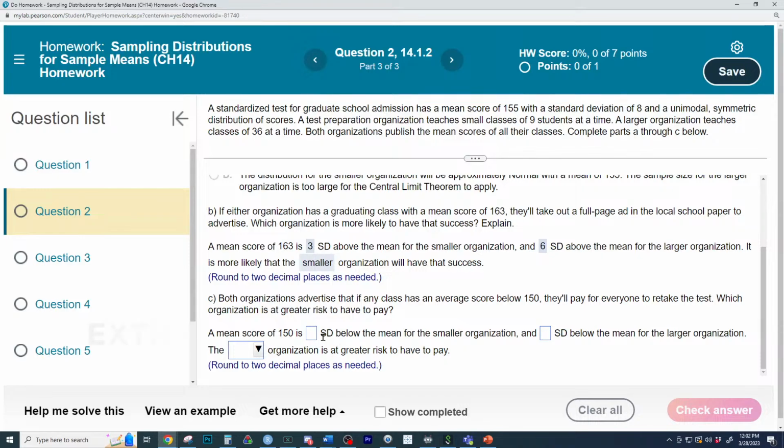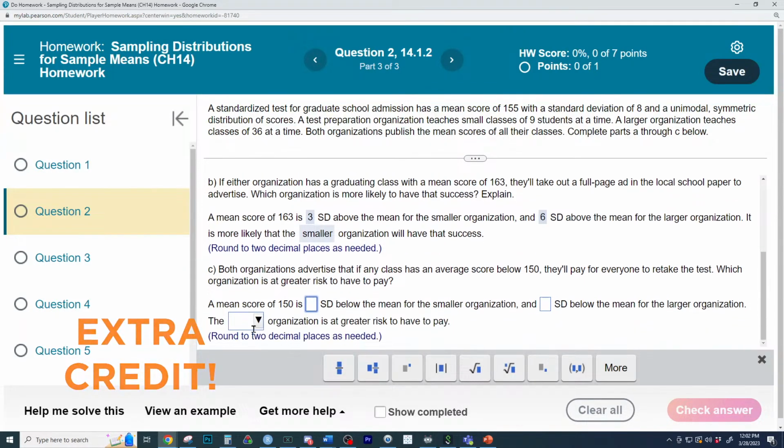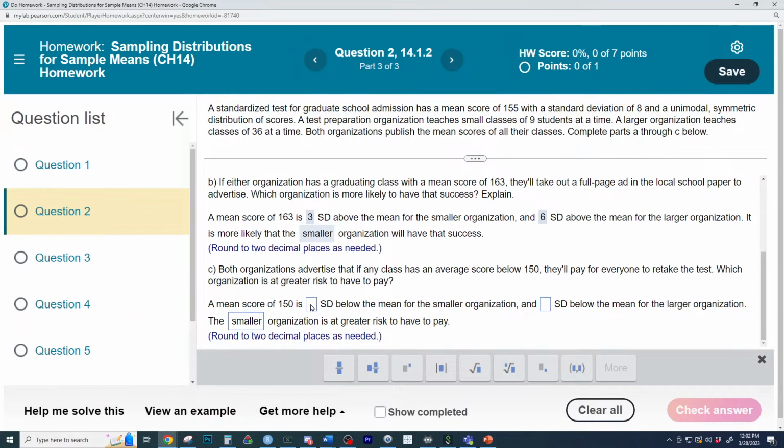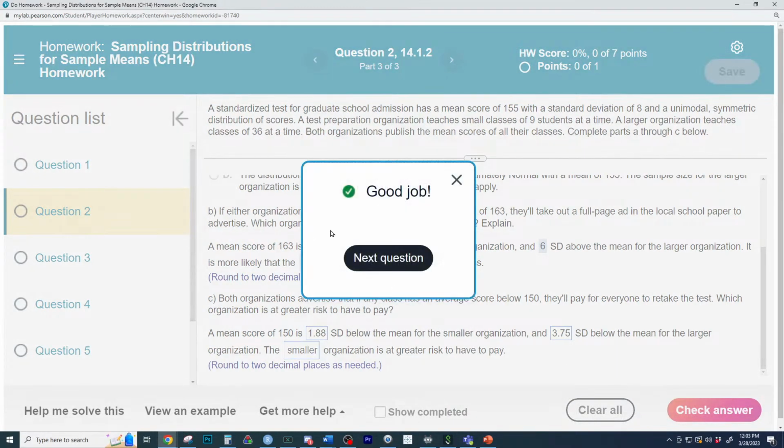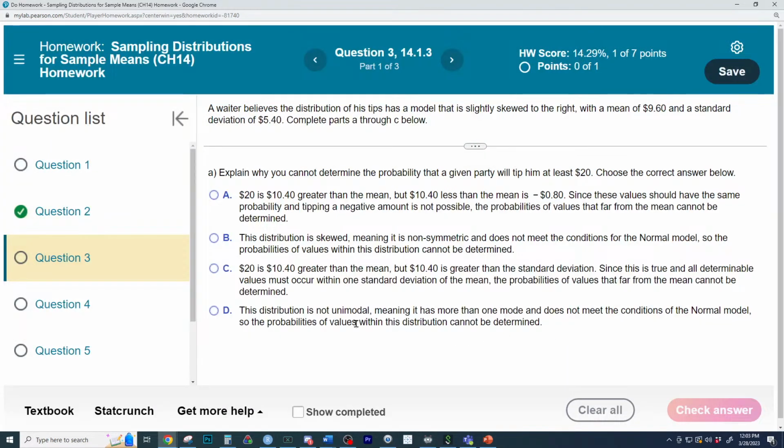Great practice right here. And it looks like the small organization will be more at risk. They do have more variability, so it's more likely this could occur. And they are saying below, so you get a little worried right here because they're saying is 1.88 standard deviations below. So I would just put in the numbers as they are. And I think this does round to that right there. So let's check. There we go. Great job. It does say below.